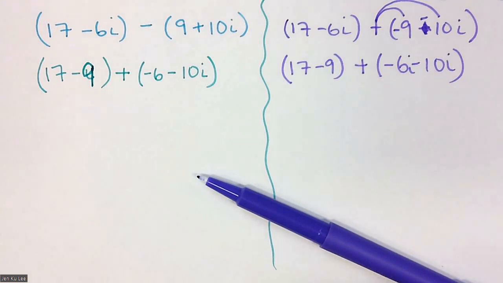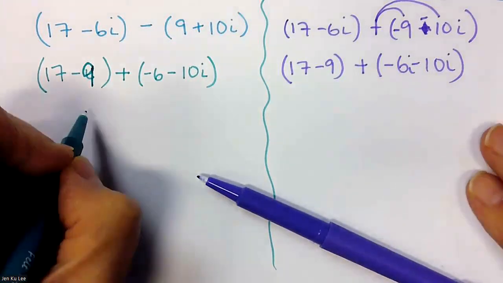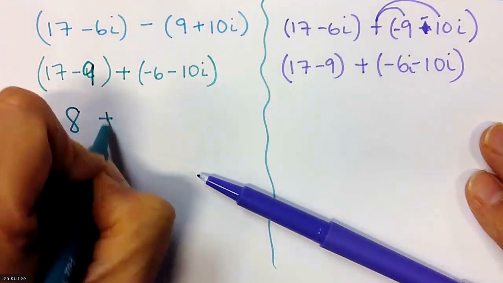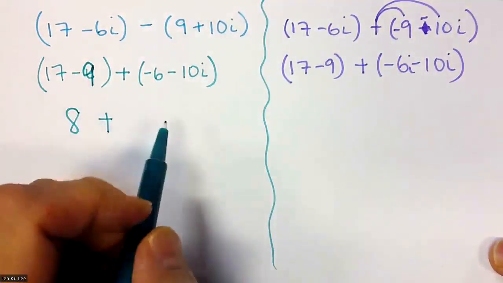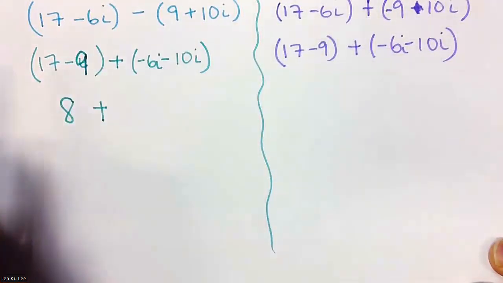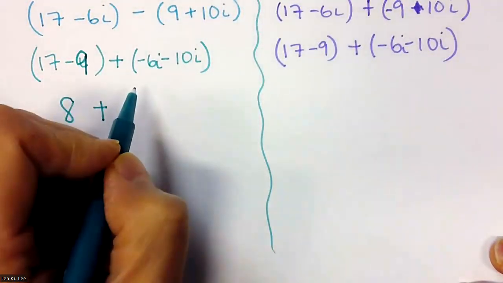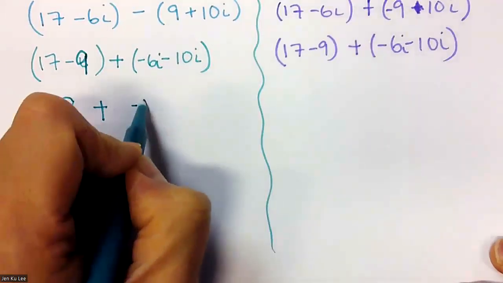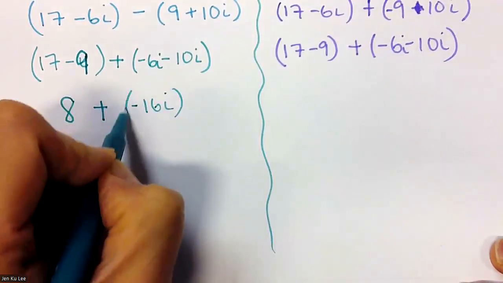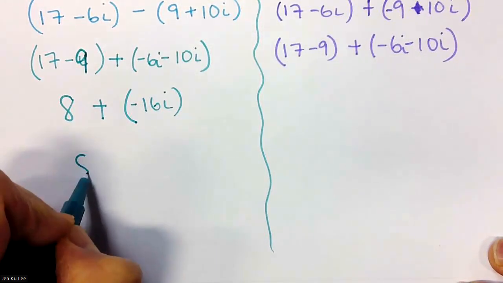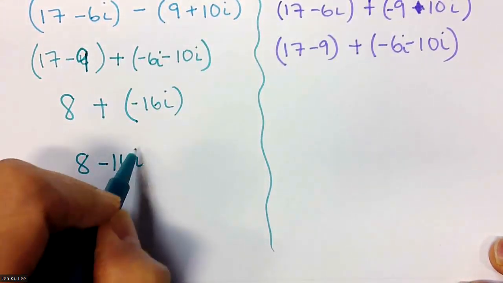17 minus 9 is 8, plus negative 6i minus 10i. Negative 16i, right? So then we're going to have 8 minus 16i.